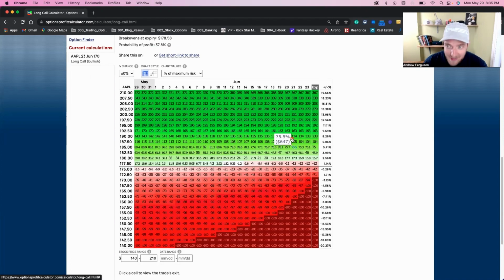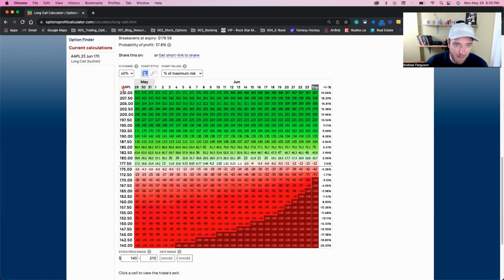Now this is where it gets exciting. Okay, so it's showing us right now the maximum risk and the percentage return. The percentage return in green is if this price goes up and it works out in our favor. The percentage return in red, below this line right here, or even over here, the negatives down below, means the stock price went down.